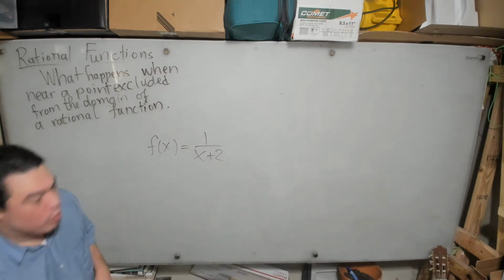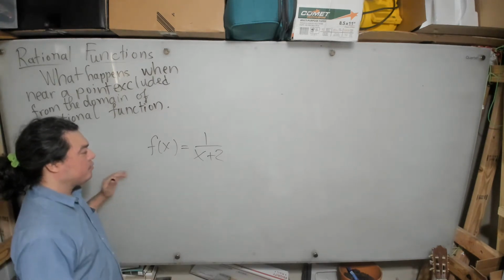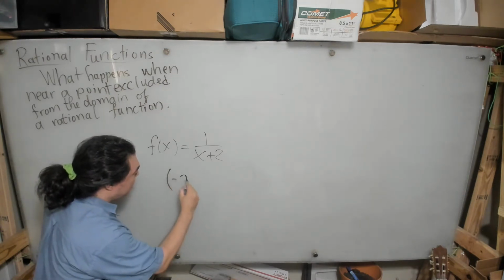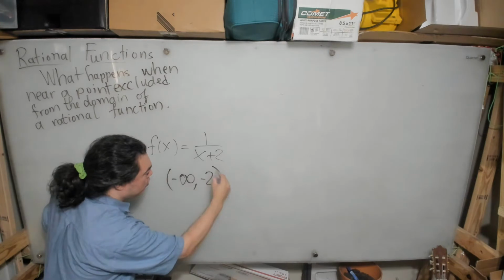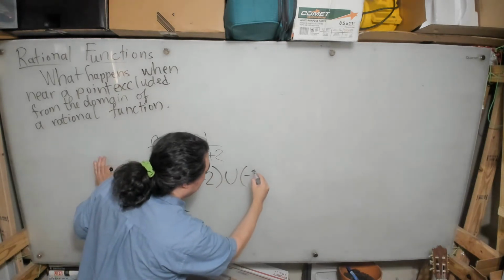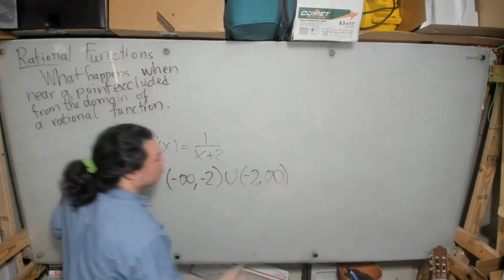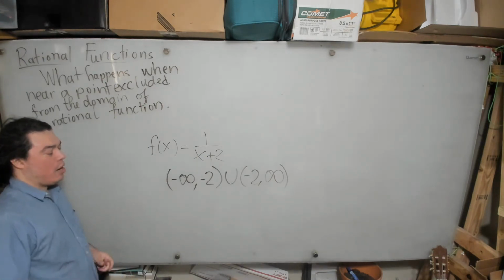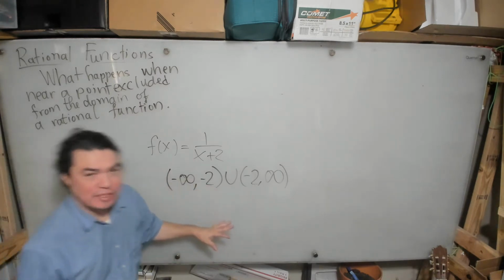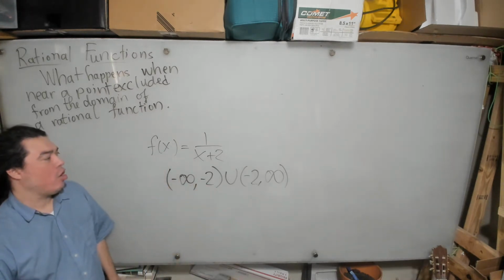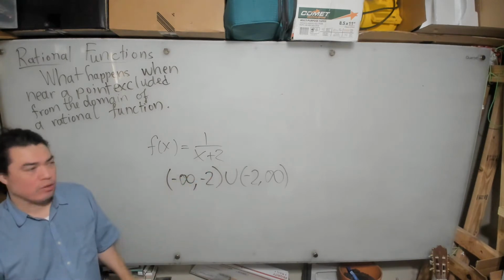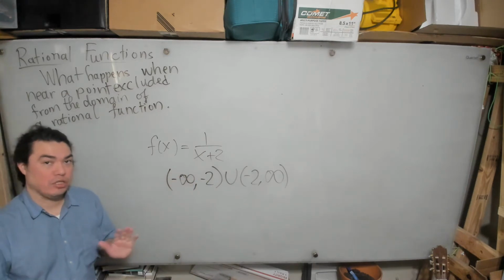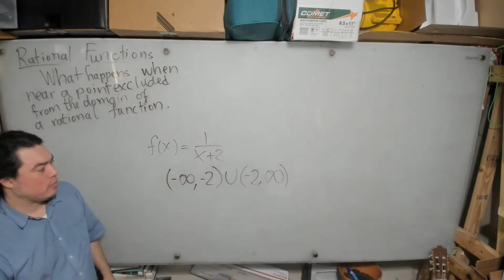We saw that a function like this would have a domain of negative infinity to negative 2 union negative 2 to infinity, because we're specifically excluding the x value where the denominator becomes 0, right? If you let x equal negative 2, negative 2 plus 2 is 0, so we have 1 over 0, and that's just not tolerable, right? That's just not defined. Okay.